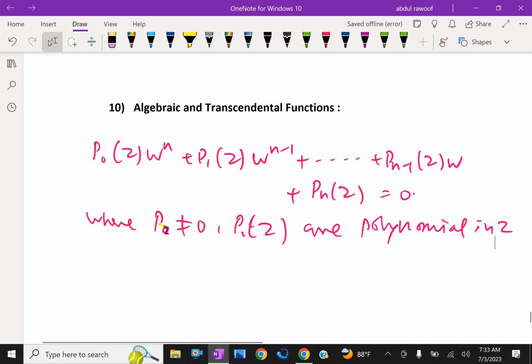Now so far we discussed and wrote a lot of functions and their expressions.